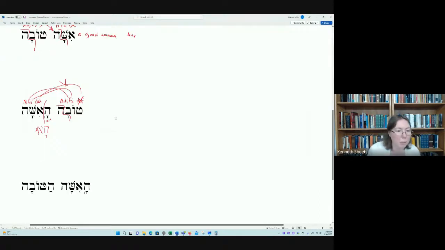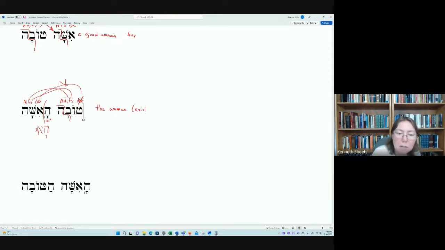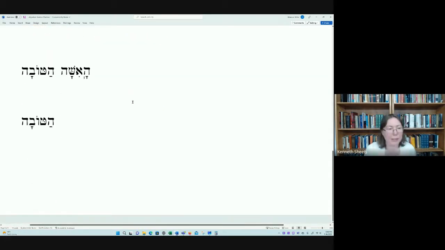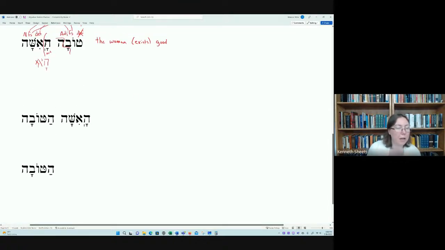And so thus we would say the woman, understood verb of existence, good. So the woman exists, good. And I have two more examples here. So ha'isha, hatova. So once again, notice ha'isha, it's the same form that we had up above.